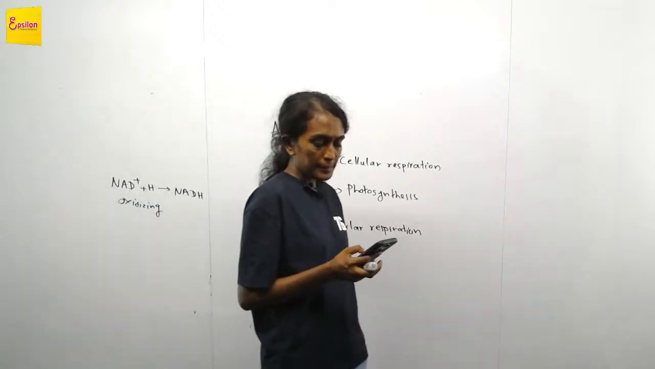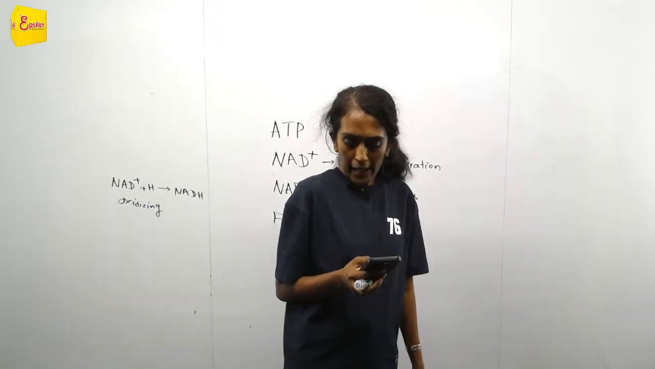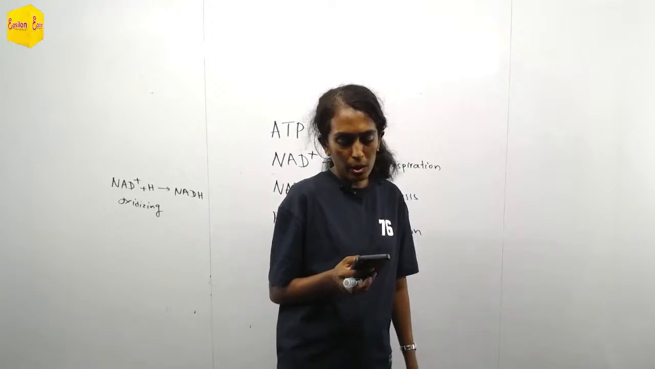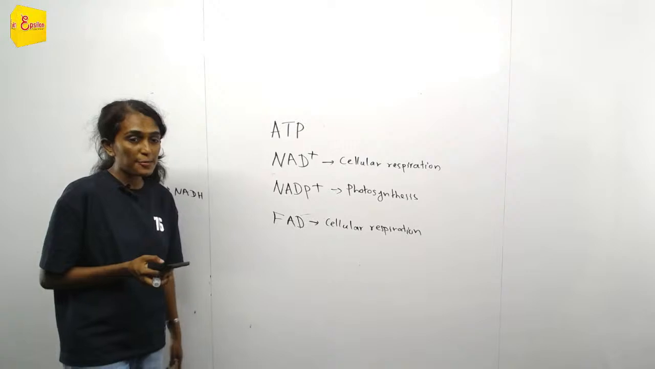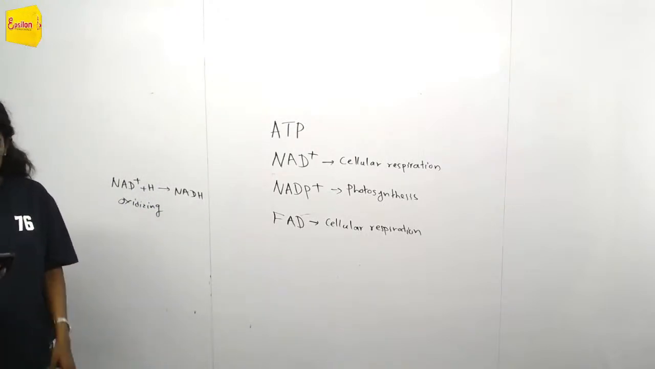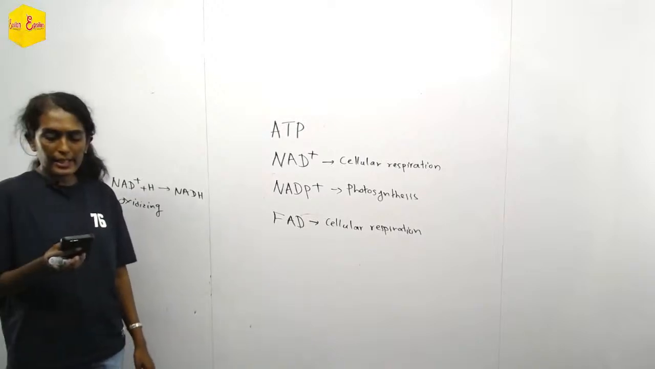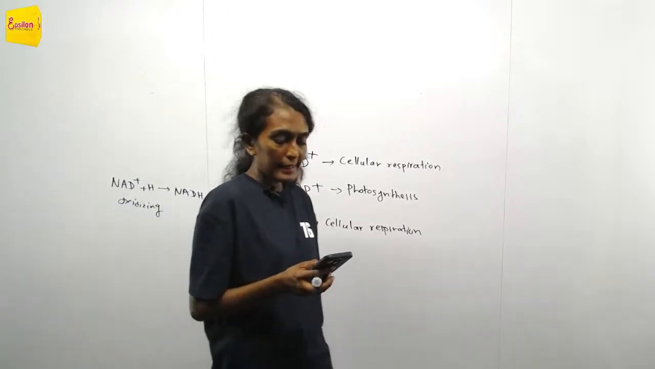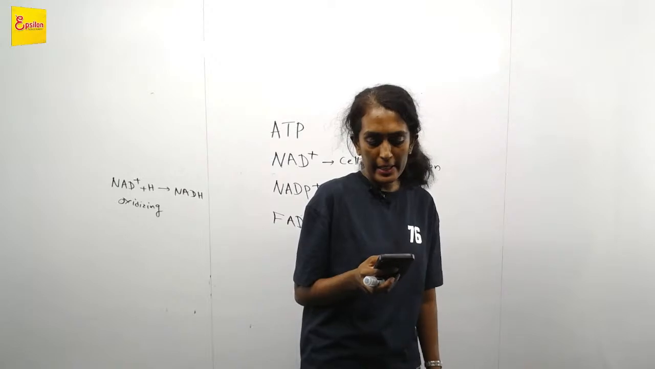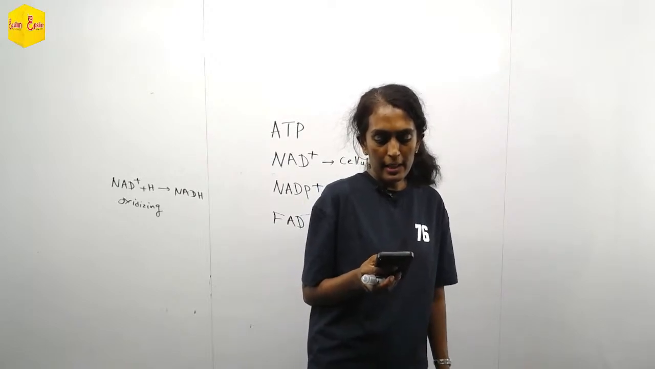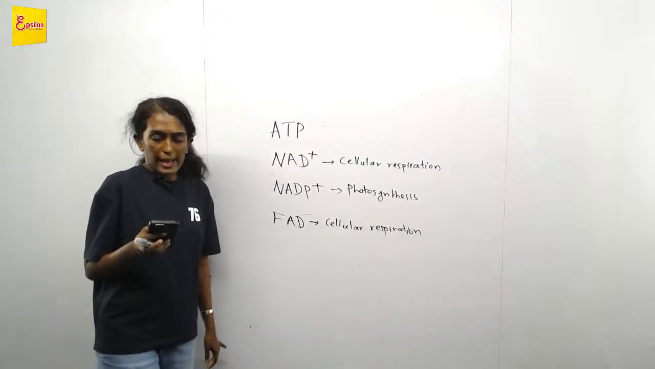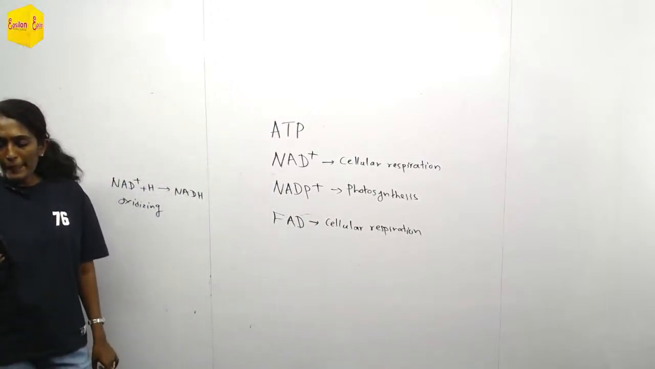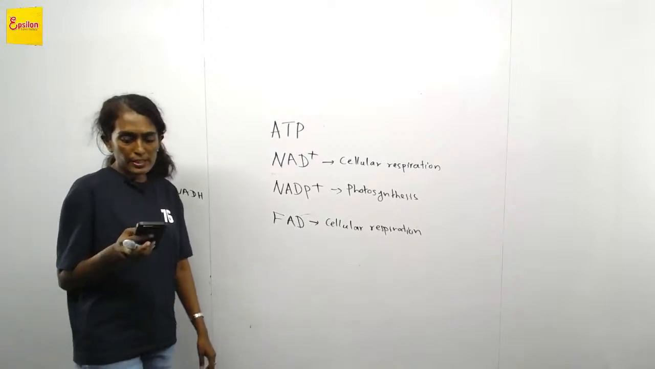And then it functions as an electron carrier and as an oxidizing agent during respiration. NADP plus acts as a coenzyme, acting as an electron carrier and as an oxidizing agent in photosynthesis. FAD acts as a coenzyme, as an electron carrier and also as an oxidizing agent.